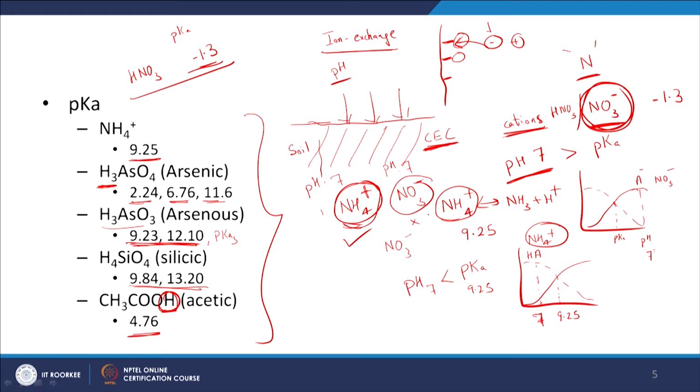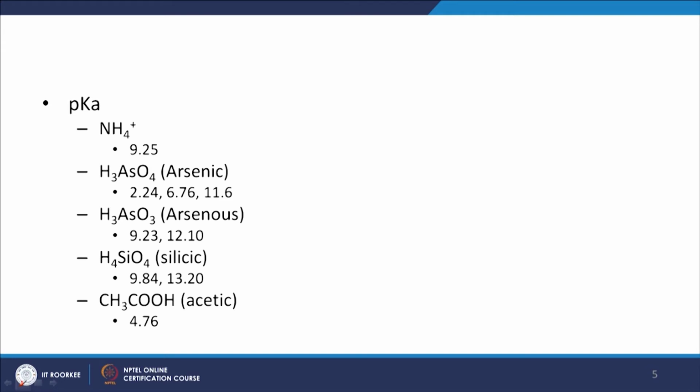So what is the key here again? We looked at pH and pKa. Let us summarize what we just discussed. We also had to have the information for pKa for HNO3 and NO3 minus, which was minus 1.3, and we are trying to see which would be a better option, NH4 plus or NO3 minus. The soil pH we are assuming is equal to 7.